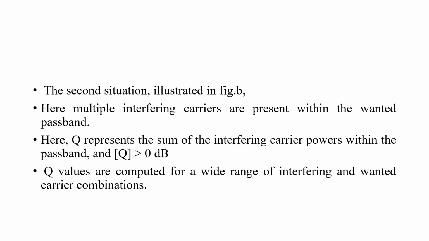The second situation considered is the second figure, in which multiple interfering carriers are present within the allowed passband. Here Q represents the sum of the interfering carrier powers within the passband. Since there are multiple interfering signals, Q will be the sum of the powers of the interfering carrier signals. Therefore, the value of Q will be greater than 0 dB. The Q values are computed for a wide range of interfering and wanted carrier combinations by the processor itself.